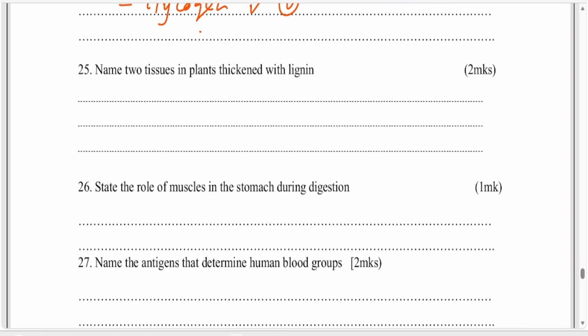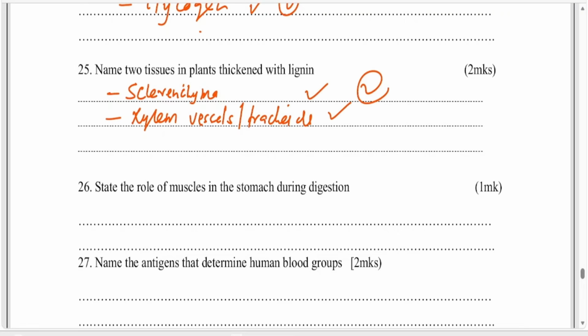Name 2 tissues in plants that are thickened by lignin. We have several tissues in plants, including sclerenchyma, phloem, xylem. But the only tissues that are thickened with lignin are sclerenchyma tissue, and we also have xylem vessels and xylem tracheids. They are thickened with lignin, each 1 mark.